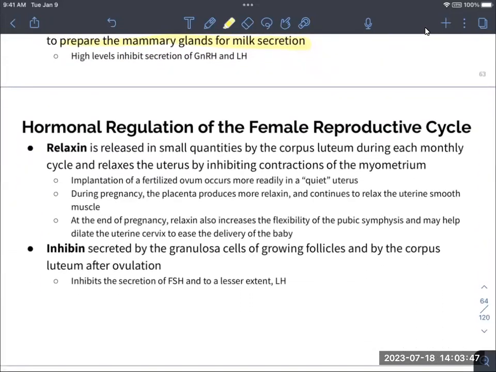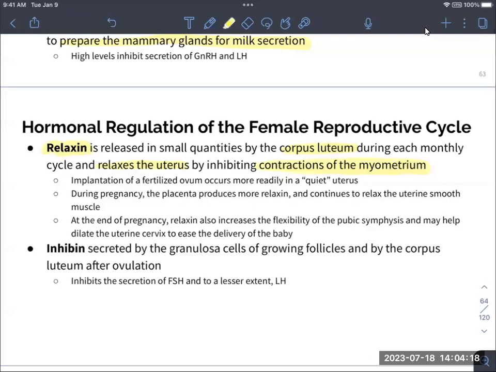Relaxin. Relaxin is an awesome hormone. It comes at first from that corpus luteum. It relaxes the uterus. It prevents contractions of that myometrium. So it allows that ovum to implant into that uterus.